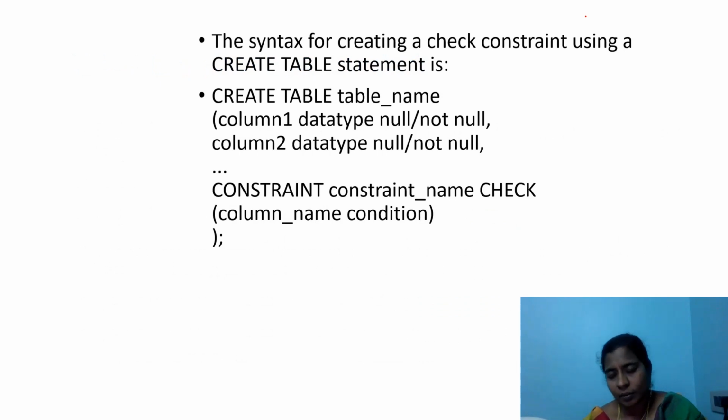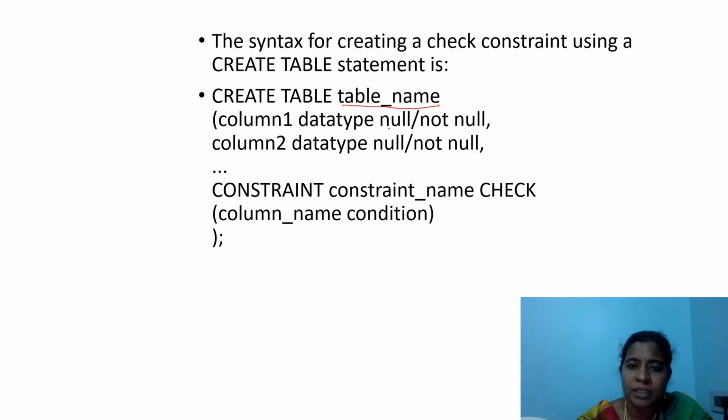So far I have told you about different types of constraint. What are the different types of constraint we have discussed? I have told you about primary key constraint, foreign key constraint, unique constraint, not null constraint, as well as check constraint. And now we'll see the syntax for creating a check constraint using the create table statement. So first we'll see how to create a table. The syntax is create table, you have to mention the table name, open bracket, column name or the attribute name, then the data type.